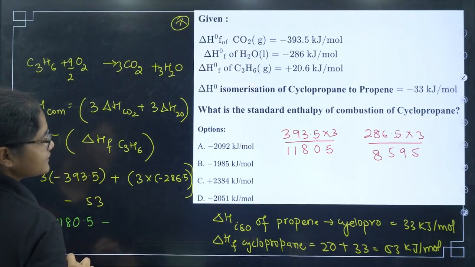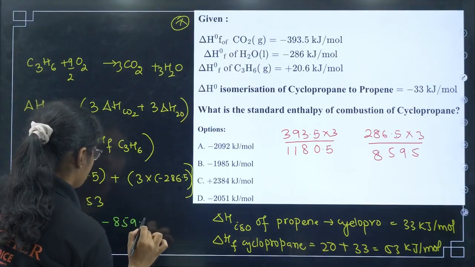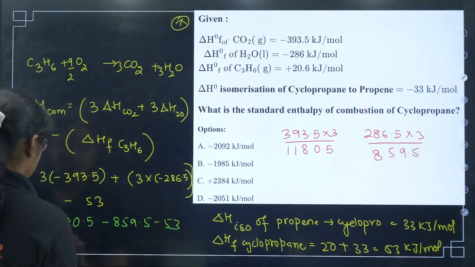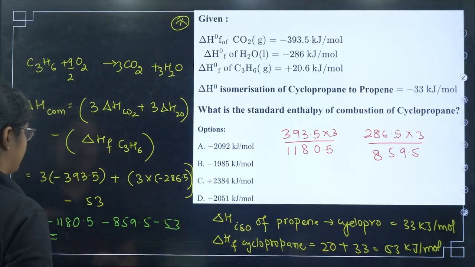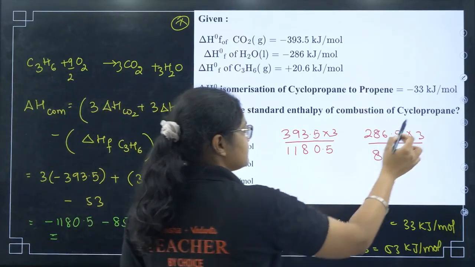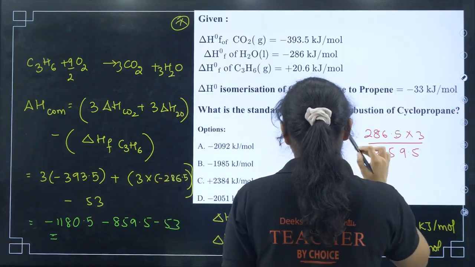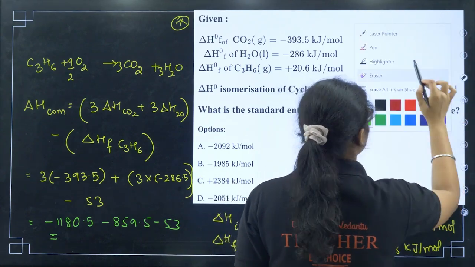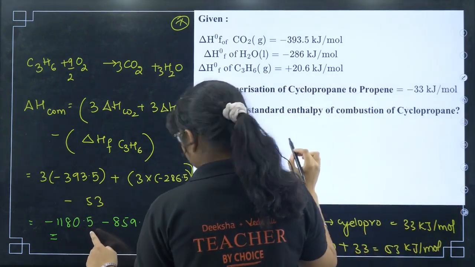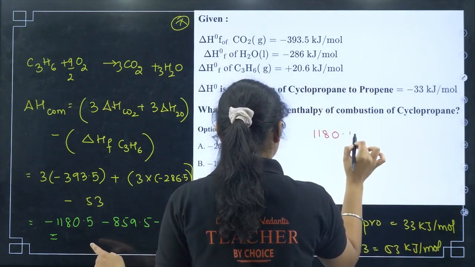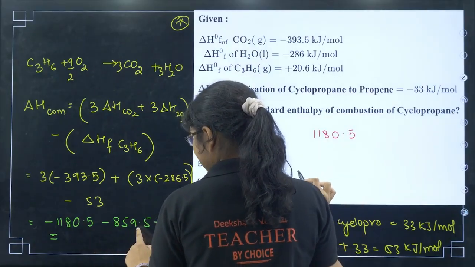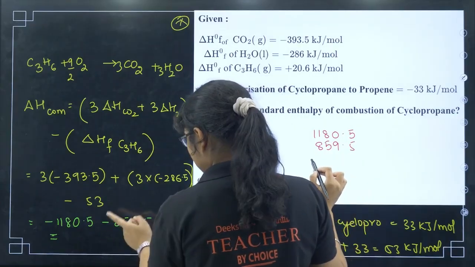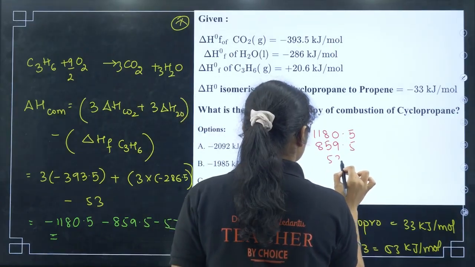Minus 1180.5 minus 859.5, okay. Then if I add these two and then I have minus 53. So if I have solved this, what will I get? Let me just calculate this one. Let me see if my calculations are going correct or not, okay. 1180.5, okay. Next one is also minus 859.5, okay. Next one is also minus, that is 53.